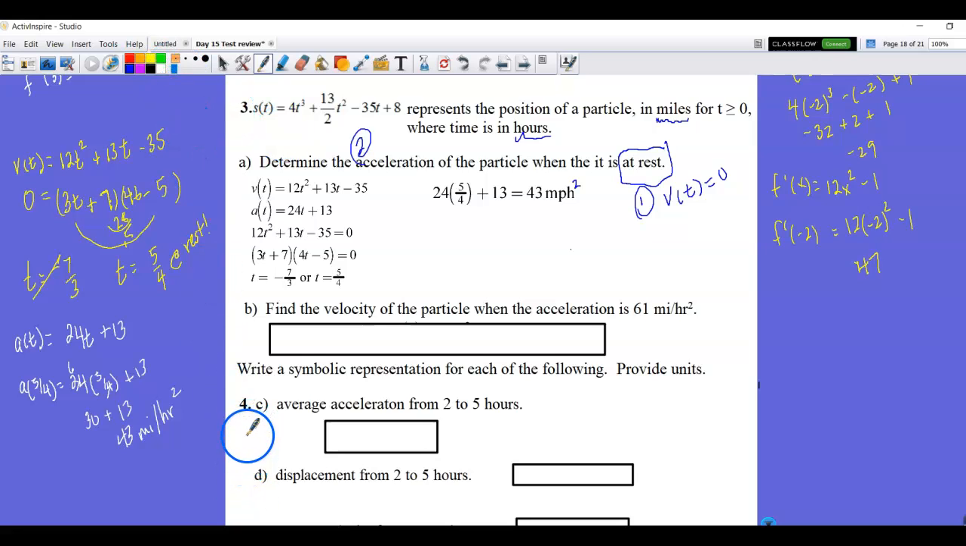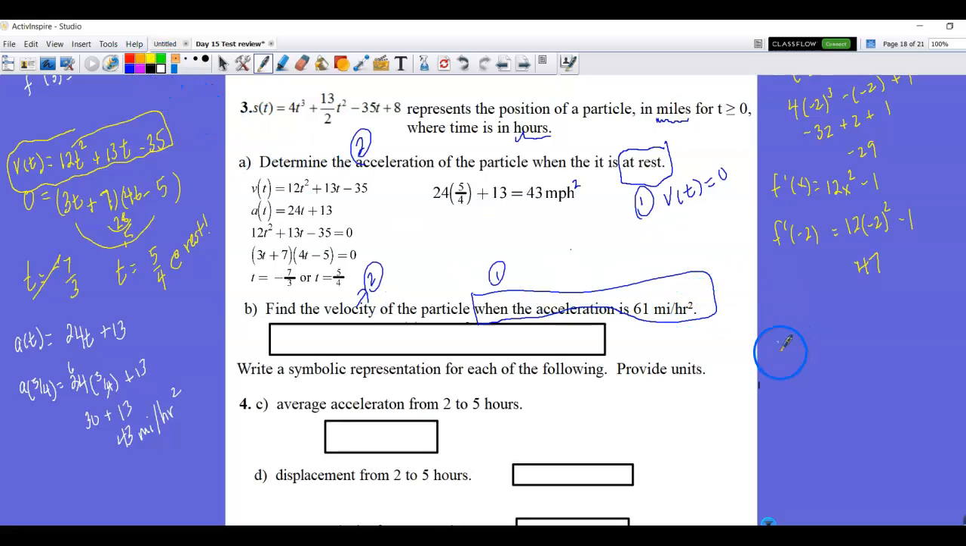Letter B, using the same information, find the velocity of the particle. So we already have, back over here, the velocity function right here, when the acceleration is 61 miles per hour squared. So job number 1 in this case is to figure out when the acceleration is 61. That's job 1. And then job 2 is to find the velocity.